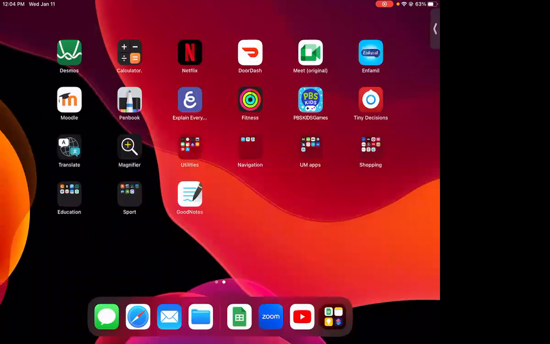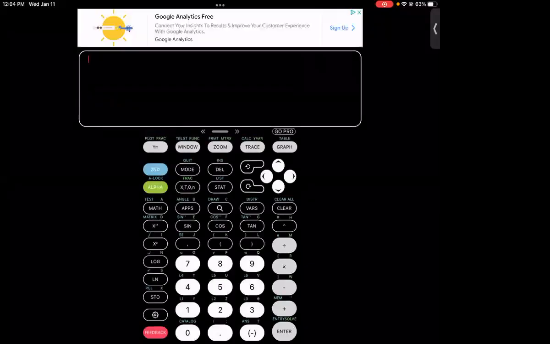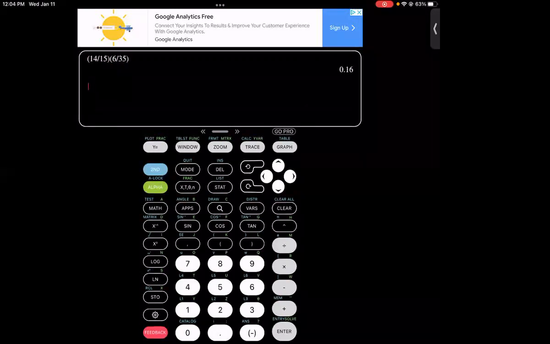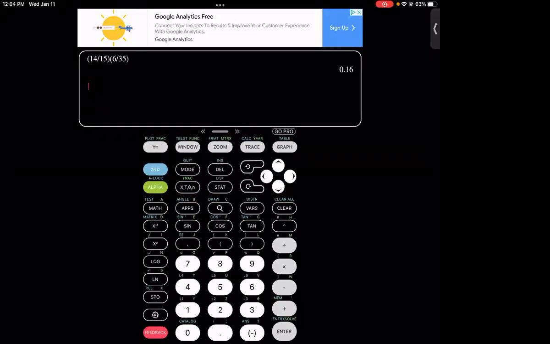Let me see if my calculator here works. Clear that. I have parenthesis 14 divided by 15, and then times 6 divided by 35. Right there. Now it gives you decimal. How do I turn that into fraction?